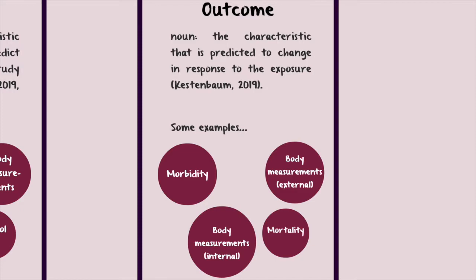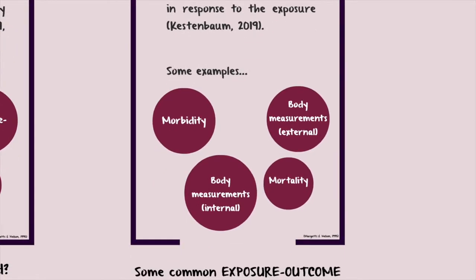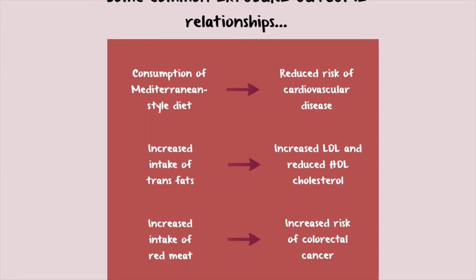An outcome is the characteristic that is predicted to change in response to the exposure. Some examples of common outcomes measured within nutritional epidemiology may include, but are not limited to, death, mortality, the presence of a disease, morbidity, external body measurements such as the ones mentioned earlier, or internal ones such as blood pressure or blood cholesterol. Here are some examples of common exposure outcome relationships.